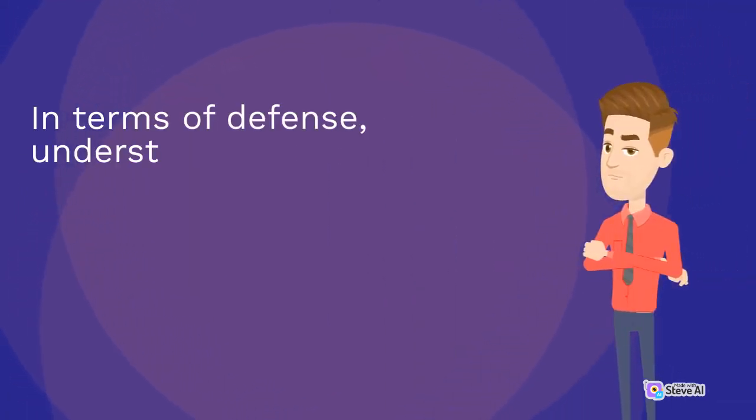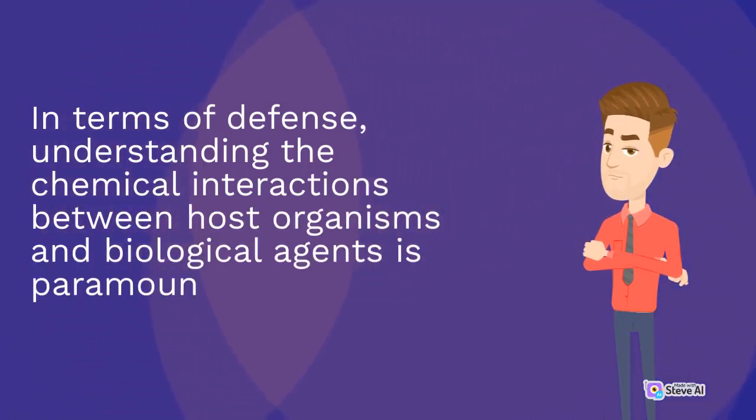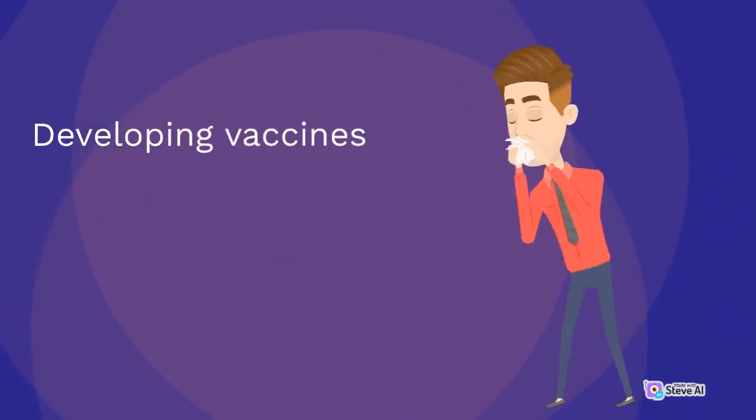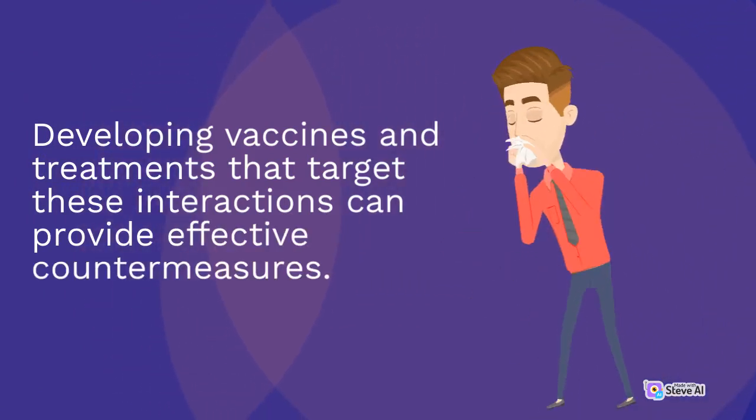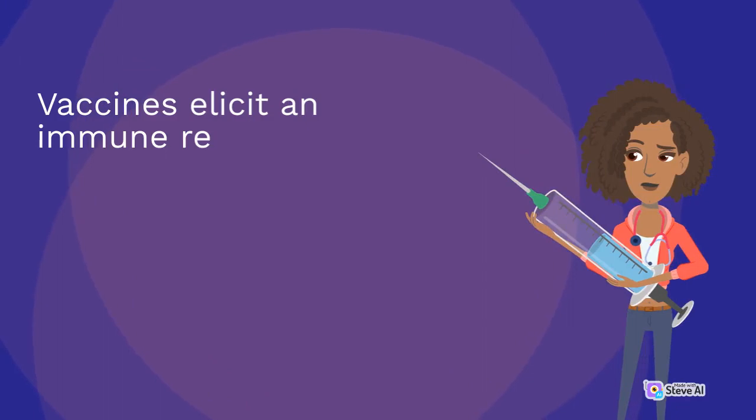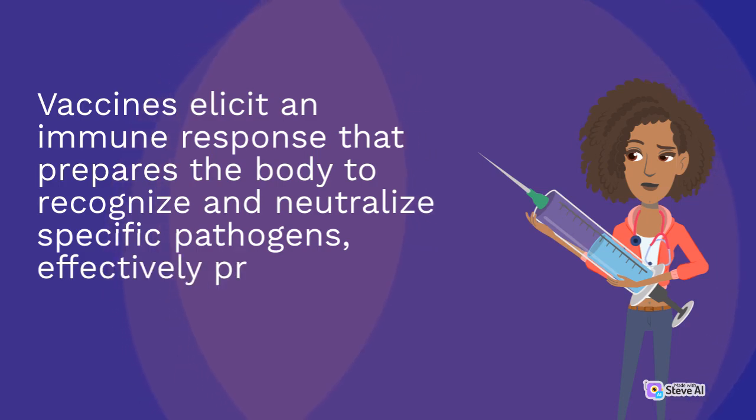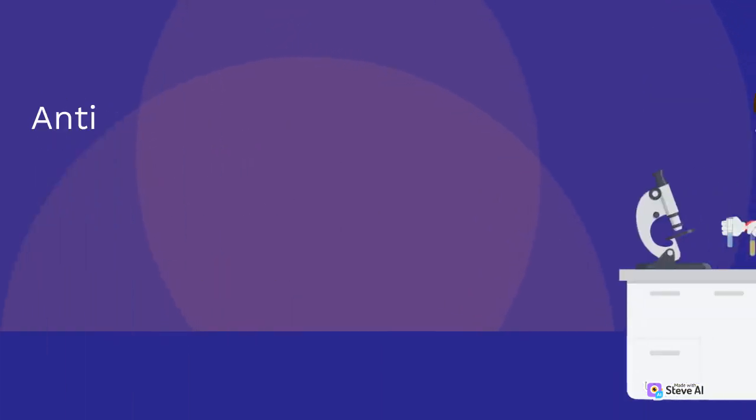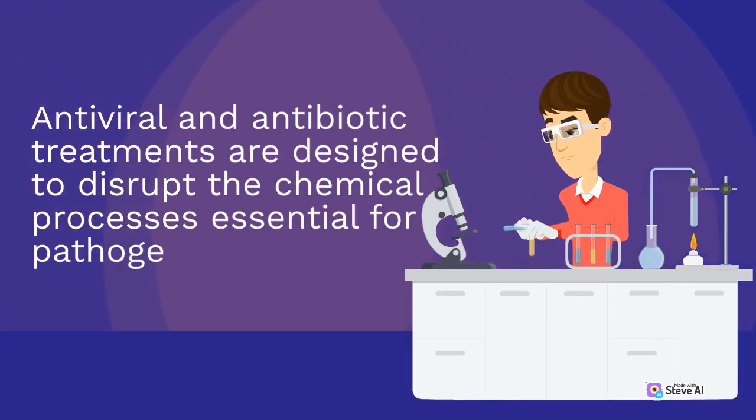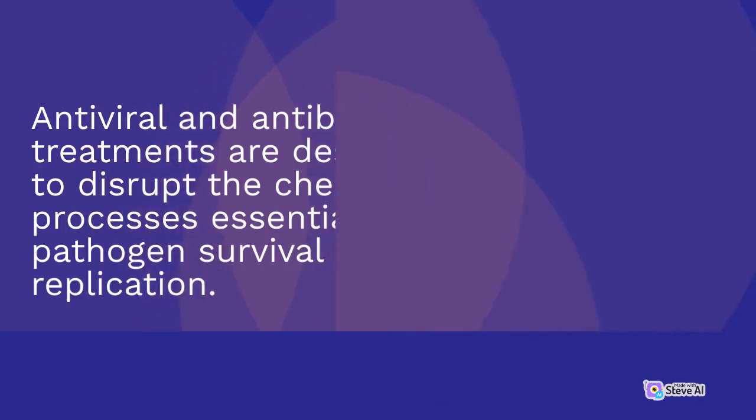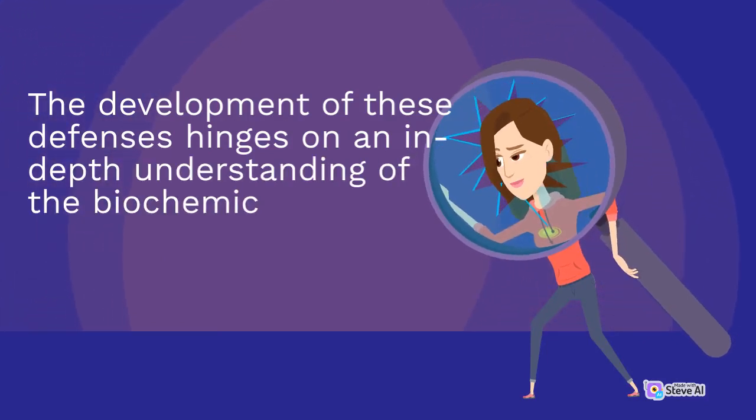In terms of defense, understanding the chemical interactions between host organisms and biological agents is paramount. Developing vaccines and treatments that target these interactions can provide effective countermeasures. Vaccines elicit an immune response that prepares the body to recognize and neutralize specific pathogens, effectively providing immunity. Antiviral and antibiotic treatments are designed to disrupt the chemical processes essential for pathogen survival and replication. The development of these defenses hinges on an in-depth understanding of the biochemical intricacies of pathogen-host interactions.